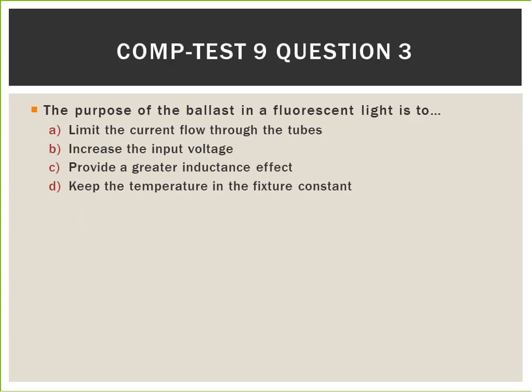Comp Test 9, question number 3. The purpose of the ballast in a fluorescent light is to A, limit the current flow through the tubes. B, increase the input voltage. C, provide a greater inductance effect. D, keep the temperature in the fixture constant.